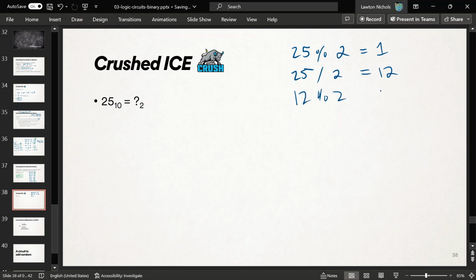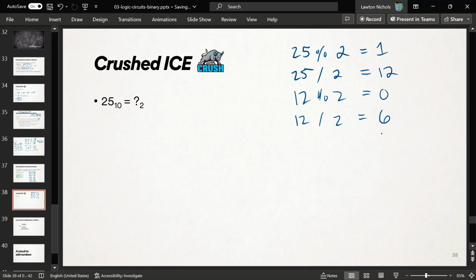12 mod 2. It's even. So it goes in cleanly, there's 0 left over. See that? Goes in 6 times with remainder 0. And then, all right, let's chop off the 0 out of the binary representation of 12. 12 divided by 2. Throw away any remainders. There aren't any this time.